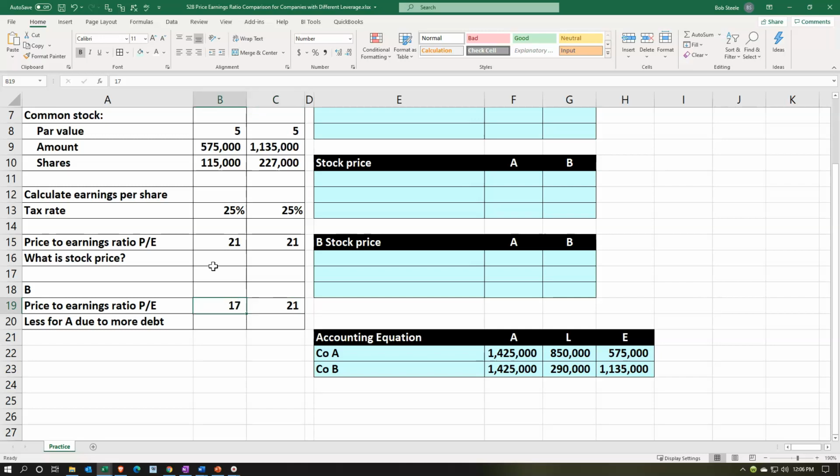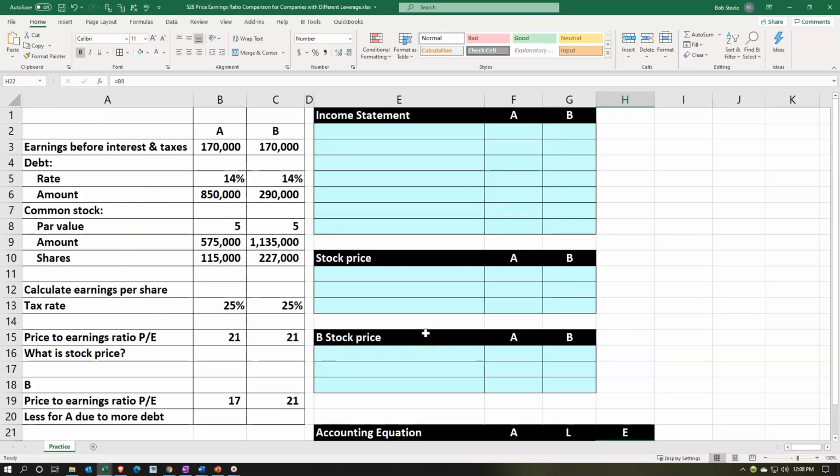And you would think there might be a case where A would have a lower price to earnings ratio, meaning the market price will be a lesser multiple of the earnings per share, due to the fact that A has more liabilities compared to B, due to the financing structure of A compared to B.